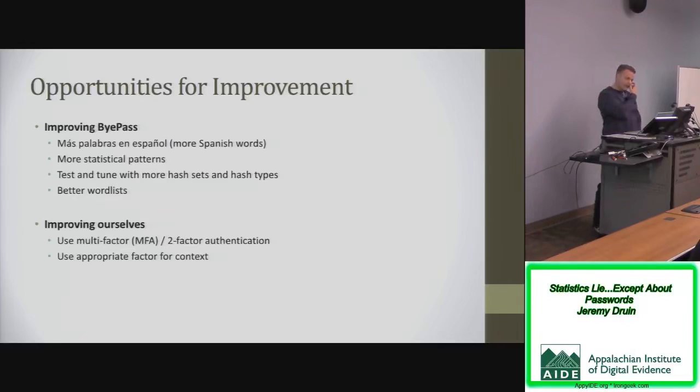Another thing I found is that adding more statistical patterns helps. There are some corner cases and edge cases where weird patterns turn out to be kind of popular, and they don't come up very often. But again, each individual site is unique, so there are some hash sets where more patterns would help. I need to practice with it more and keep tuning it, and getting a better word list always helps.